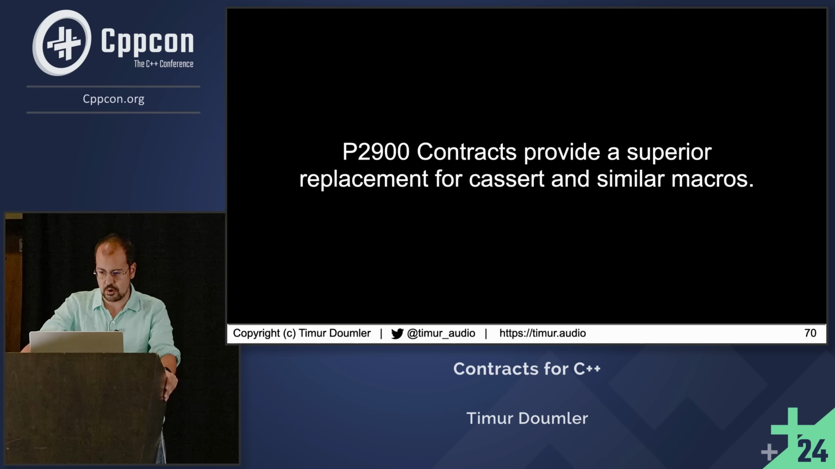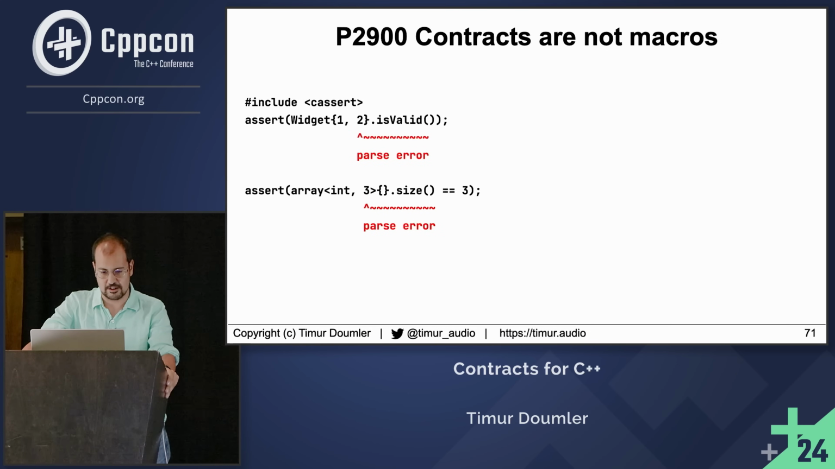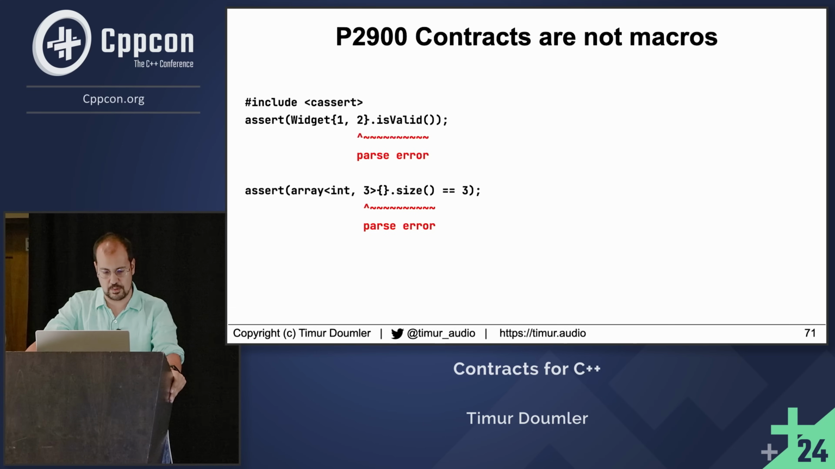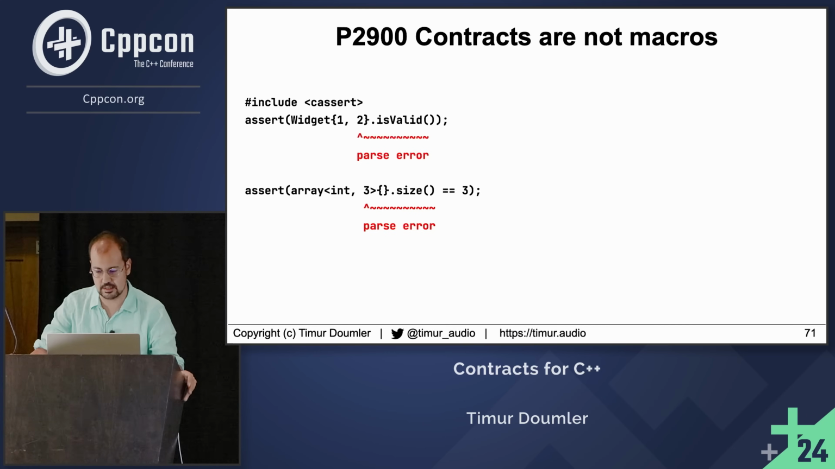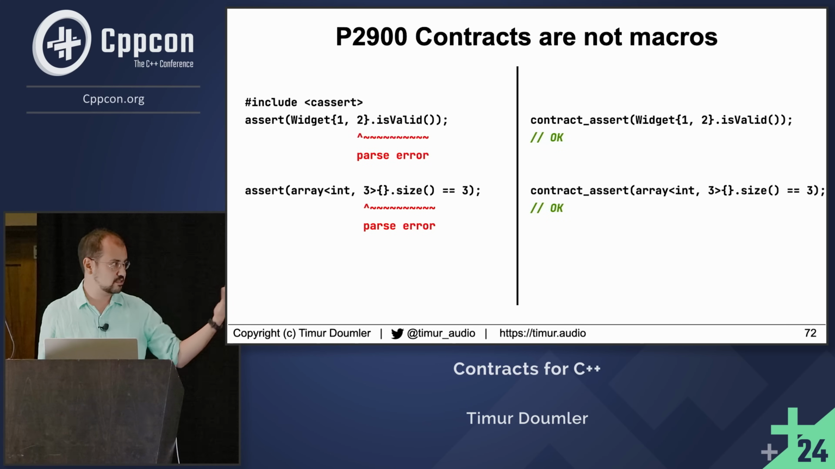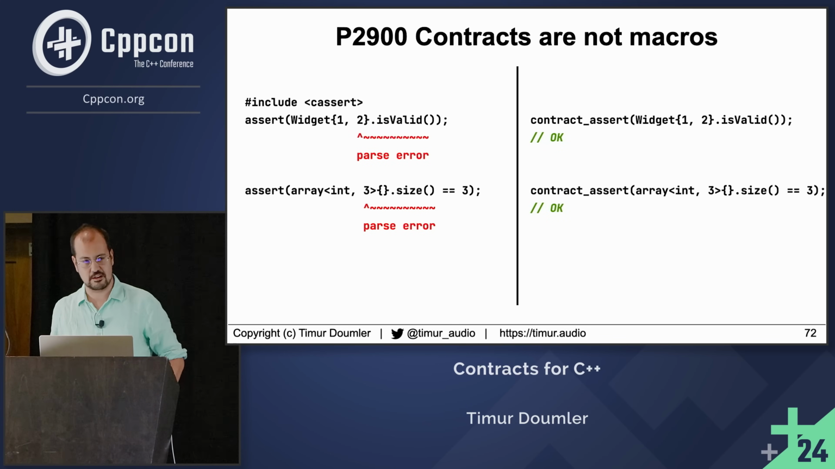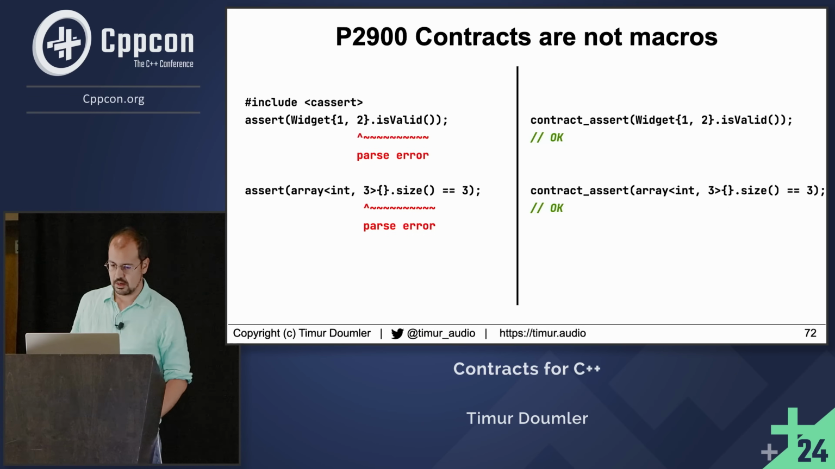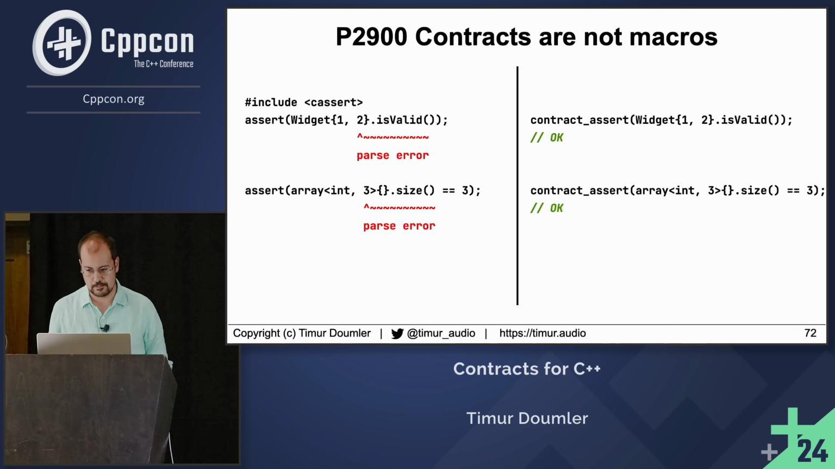Turns out there's quite a few problems with assert or other macro-based solutions. One of them is that they're macros, and P2100 contracts are not. If you have a comma somewhere in a macro, it thinks that that's the start of the next macro argument, and then your parser is going to break horribly because it's not actually parsing it as proper C++ code. It doesn't know about curly brackets, it doesn't know about angle brackets, etc. P2100 contracts are not macros, so this is going to compile like a normal C++ expression there with contract assert and also with pre and post.